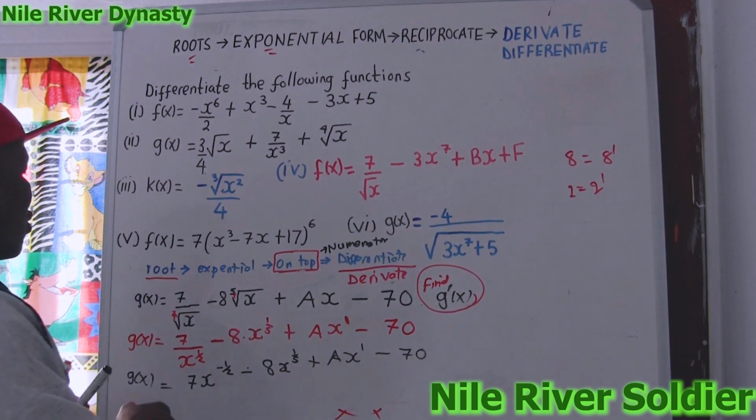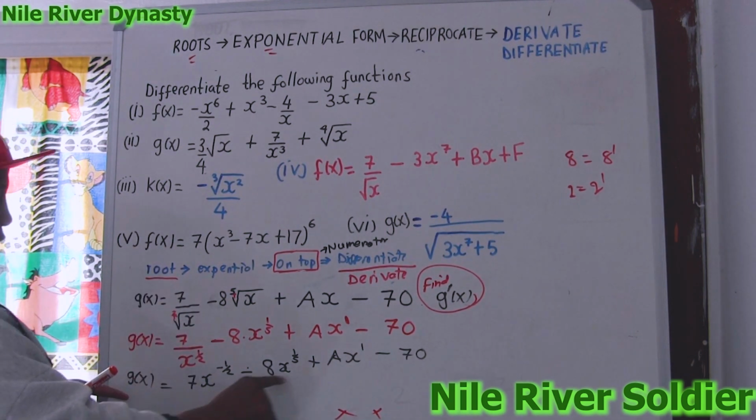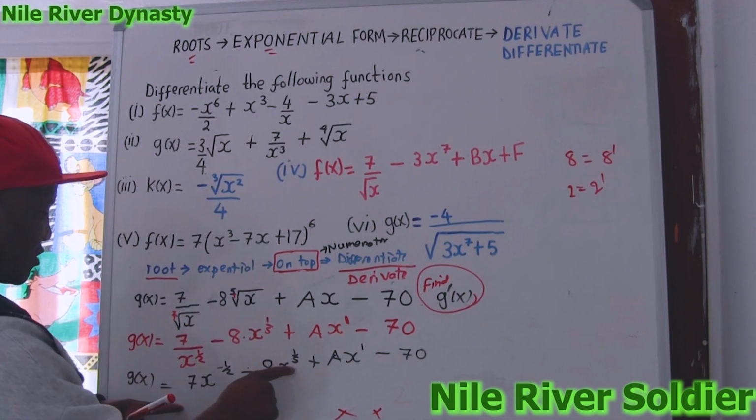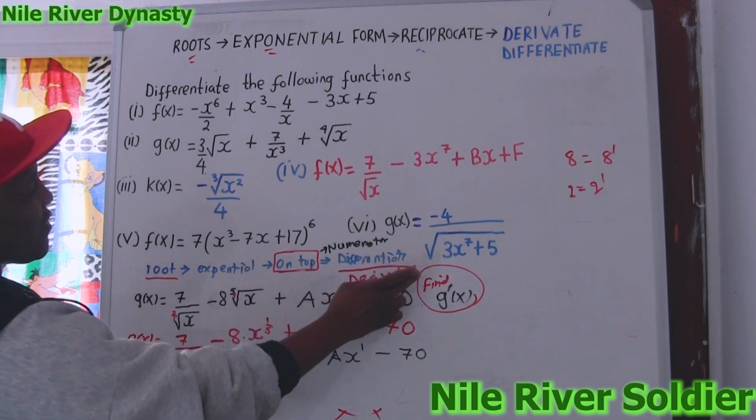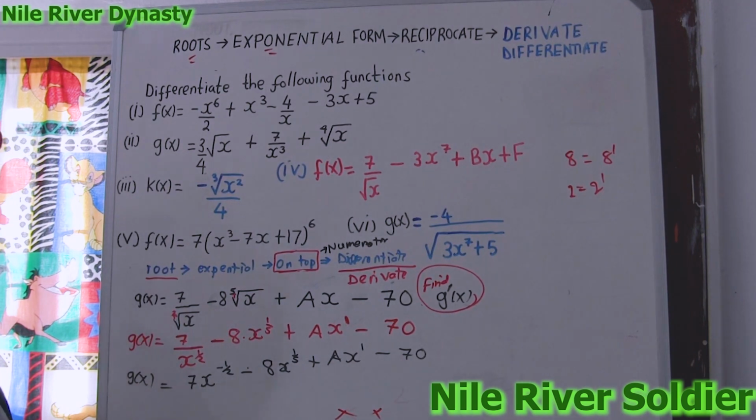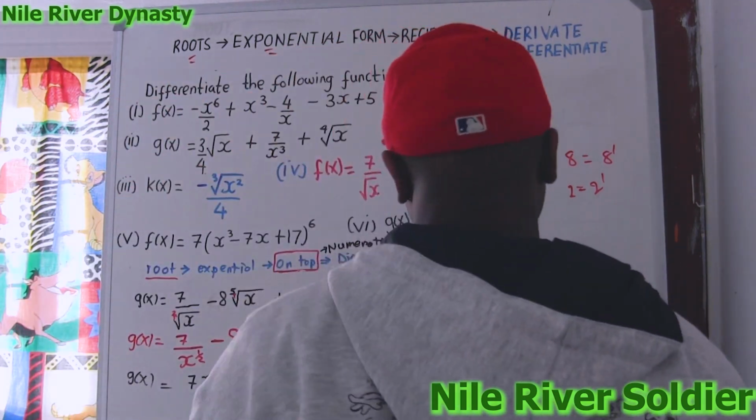Next step. Do you have any root? No, nothing is a root. Do you have exponential? Yes, everything is in exponential form. Is everything on top? Yes, everything is numerator. Differentiate now. Okay, now let's go. Differentiating is easy, man. I'm going to say this is easy.